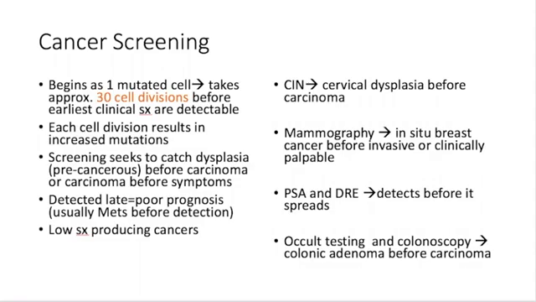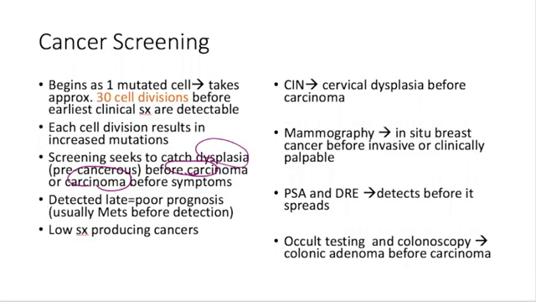Screening is to catch that dysplasia, which we talked about, which is precancerous before carcinoma, and then carcinoma before symptom. Do we catch it when it's already advanced? Usually, if it's detected late, it's a poorer prognosis. There are problems with low symptom producing cancers. And what we mean by that is, with, let's say, lung cancer, because it's such a big area, a lot of times there are minimal symptoms before the cancer has grown.